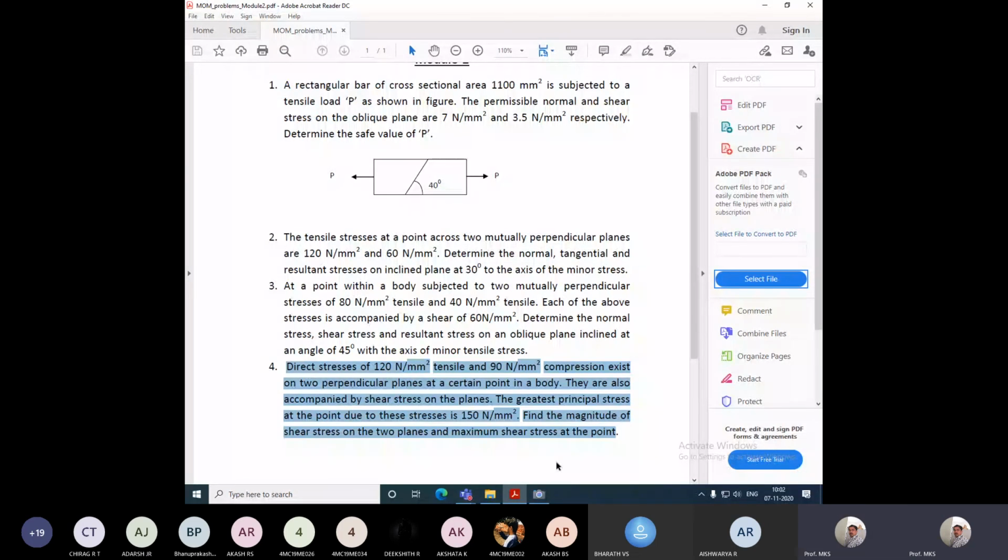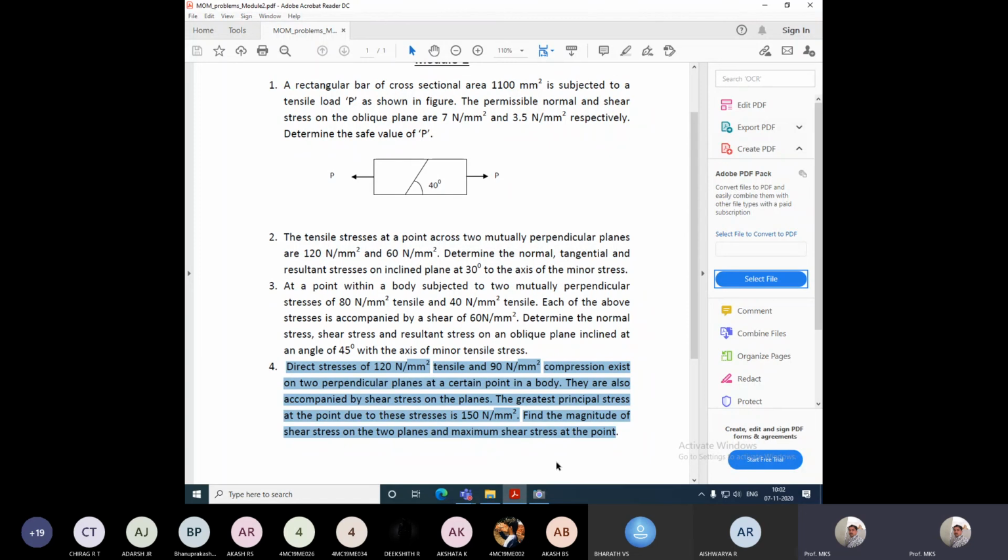Here they are given a direct stress 120 and 90. This one is tensile, 120 Newton per mm square is tensile. That is, the major stress is tensile, and the minor stress is compressive. 90 Newton per mm square is compressive.